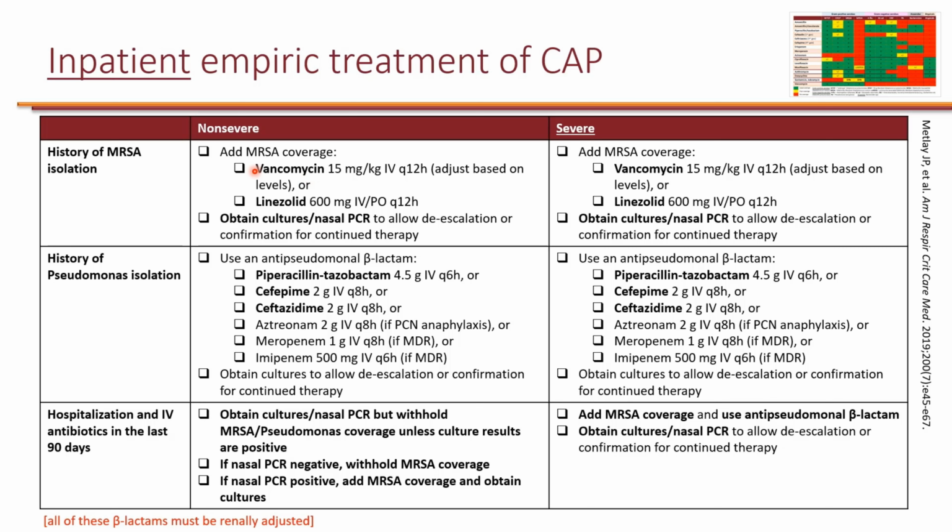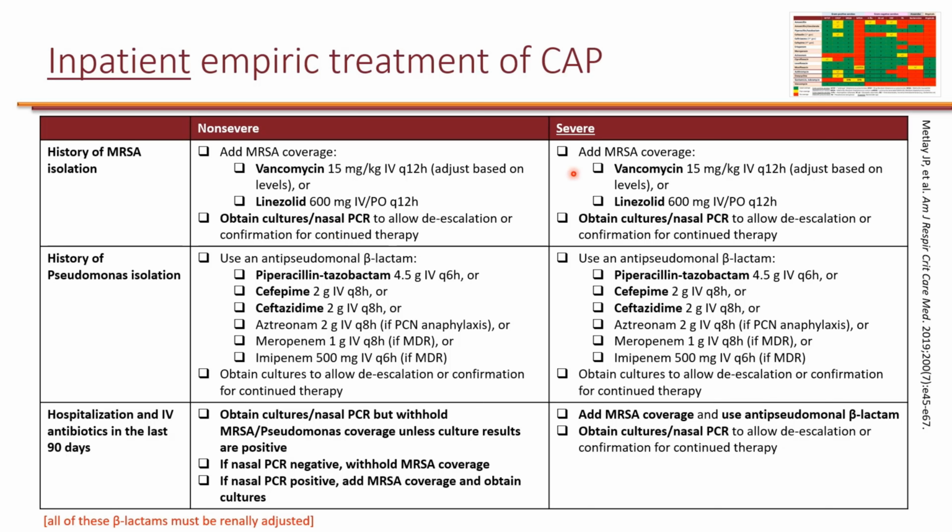Now, they also say that since you are adding MRSA coverage, it's important to make sure that you obtain cultures, so sputum culture, as well as MRSA nasal PCR, in order to de-escalate therapy. Meaning that if you don't grow MRSA, you will discontinue vancomycin or linezolid. Or if you do grow MRSA on the culture, or if the nasal PCR tests positive for MRSA, then you know that you did the right thing and you will continue therapy.